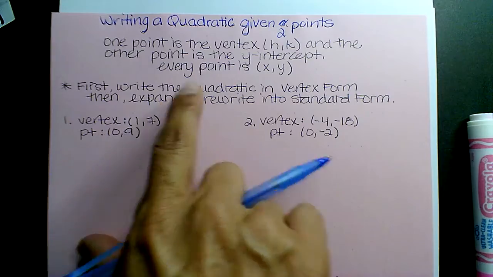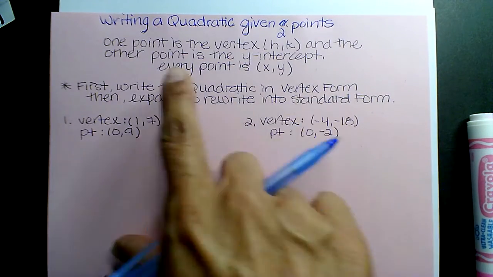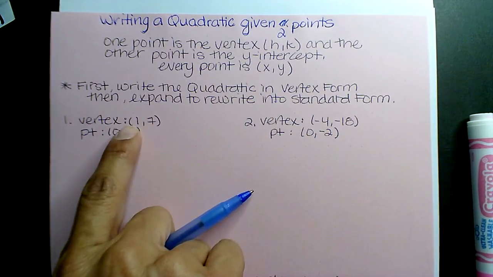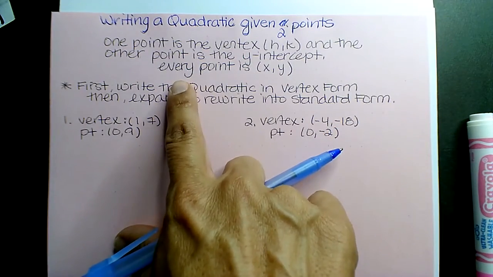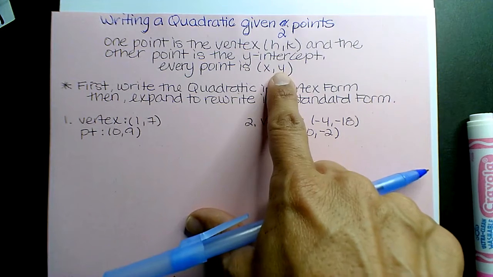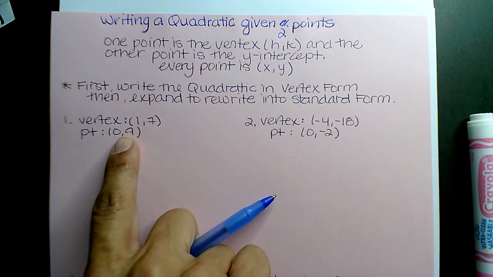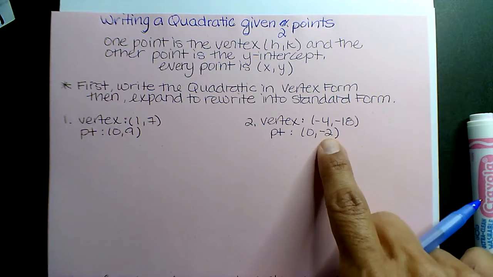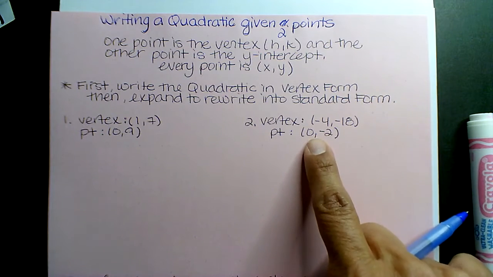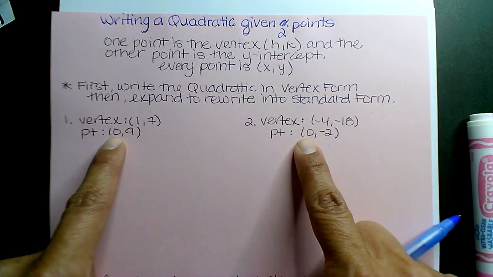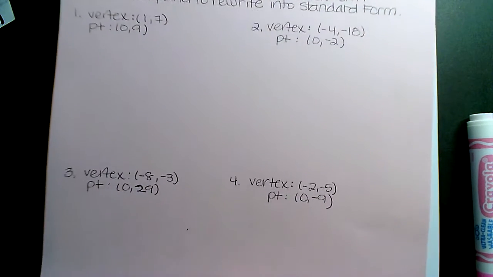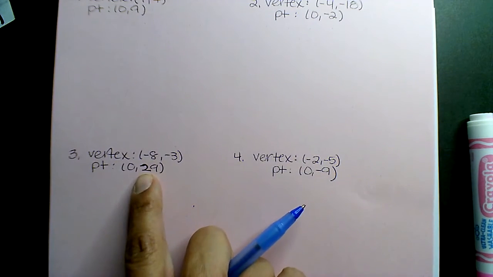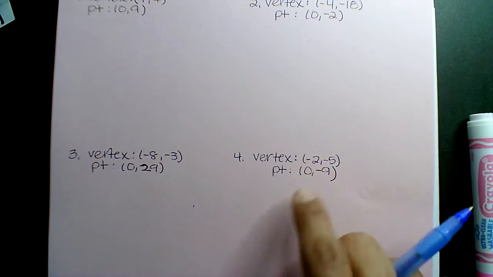All right, we're going to first write the quadratic in vertex form. So one point is the vertex, that's right there, (h, k). The other point is a y-intercept. Every point is x and y. So this one, they give us the y-intercept and the vertex. How do you know it's the y-intercept? Because x is 0. You have to know that, okay? And then the two lower ones: y-intercept, vertex, y-intercept, vertex, okay?